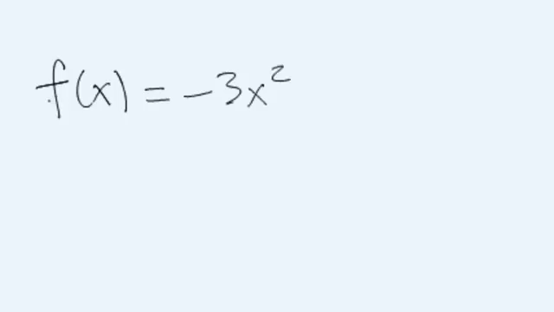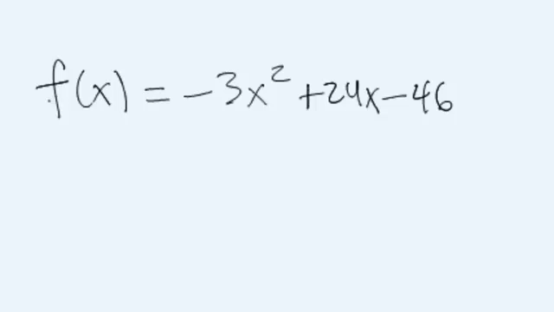Okay, so let's go ahead and start off with this function. We have f of x is equal to negative 3x squared plus 24x minus 46. Okay. So what we want to do is first rewrite this in the vertex form.